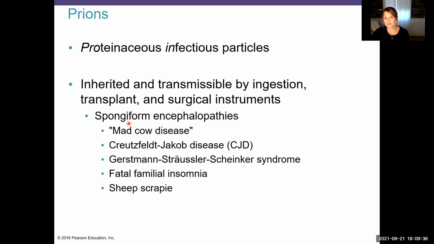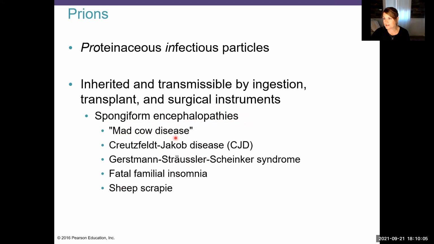So they cause something called spongiform encephalopathies. Spongiform encephalopathy, that's a mouthful. So encephalopathy just means disease of the brain. Okay, so apathy refers to disease, and encephalo refers to the brain, and spongiform refers to what it makes it look like. It makes holes in your brain tissue like a sponge. So it's called spongiform encephalopathy. Okay, here's some common names for them.